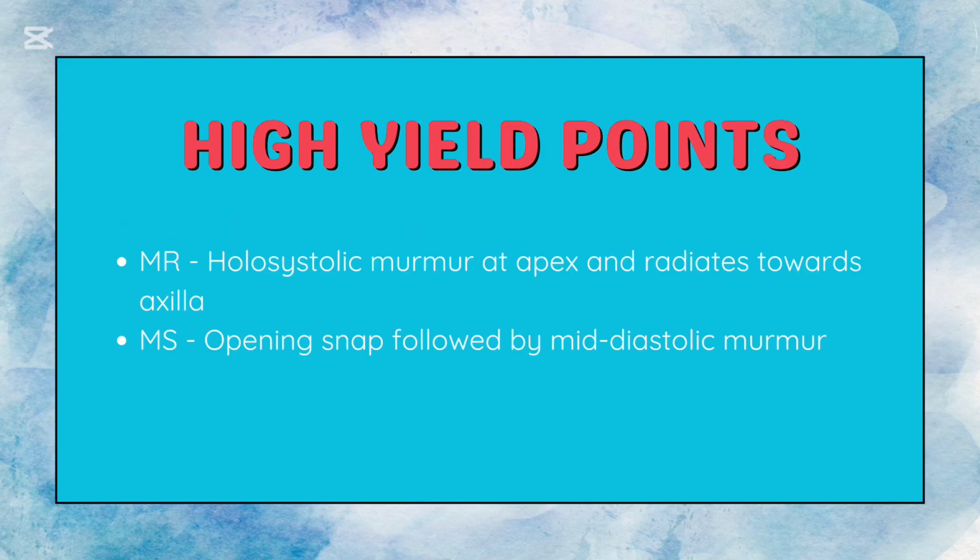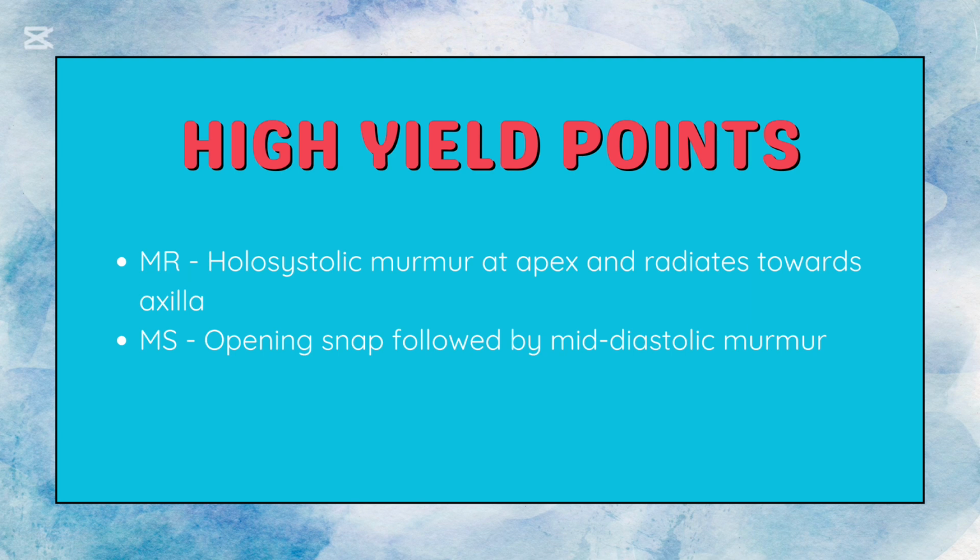So now let's talk about the high yield points which UWorld mentions. If UWorld wants to mention mitral stenosis, it will definitely mention an opening snap, and it will definitely tell you that there is a mid-diastolic rumble or mid-diastolic murmur at the mitral area. And sometimes UWorld does not say mitral area, it says the apex beat. At the apex beat, we can hear a mid-diastolic rumble or we can hear an opening snap. So this will be the key point in the question.